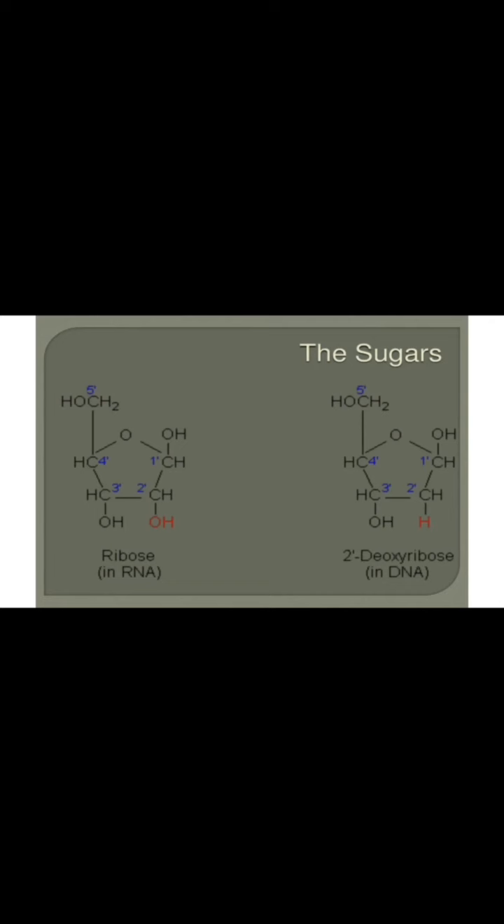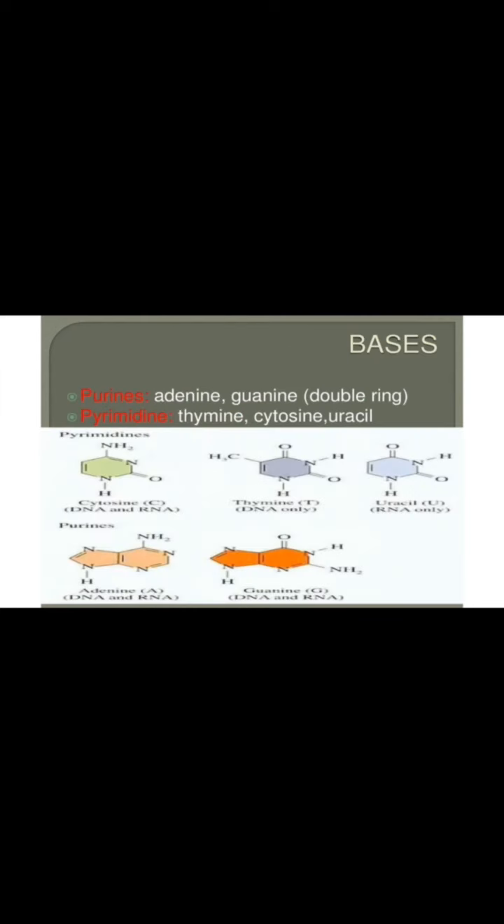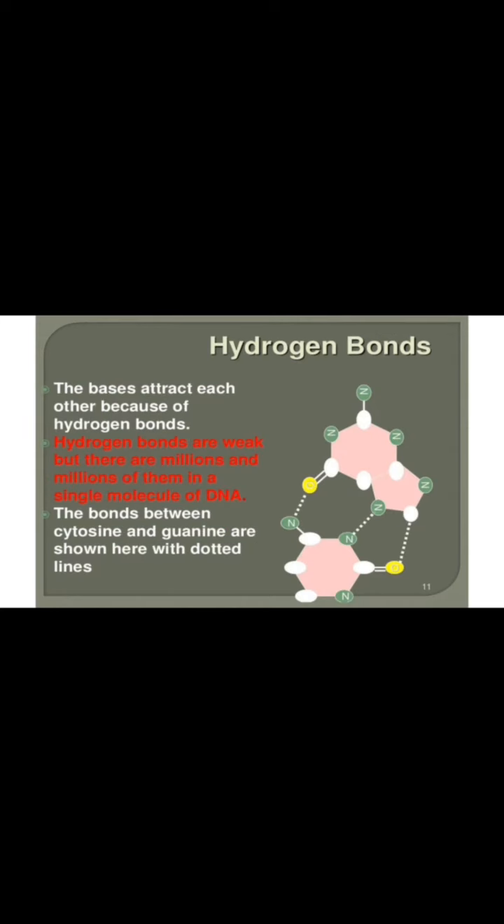This is the structure of sugar. It is ribose sugar and this is the deoxyribose sugar. There are two kinds of bases. First is pyrimidines, which are single ring bases. Second is purines, which are double ring bases. Purines contain adenine and guanine, and pyrimidines contain thymine, cytosine, and uracil.